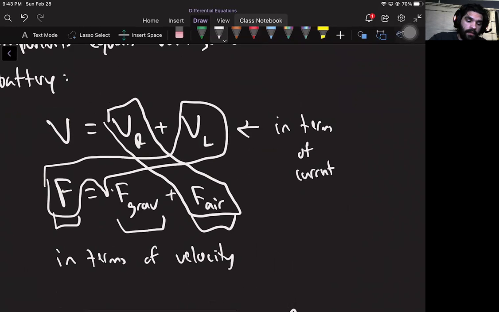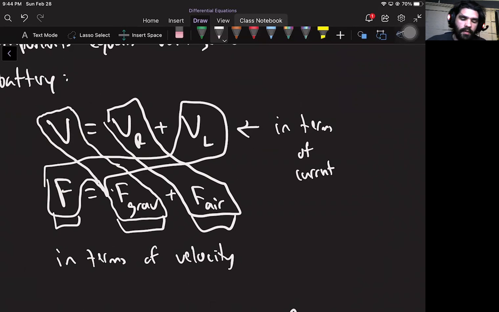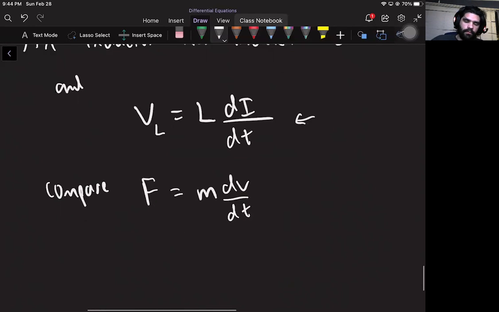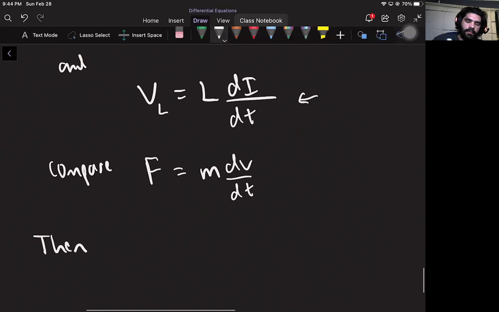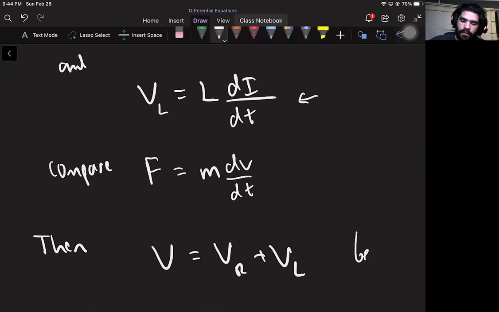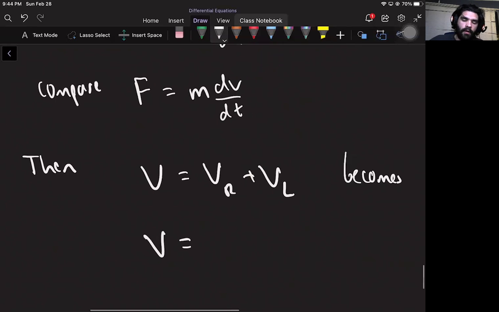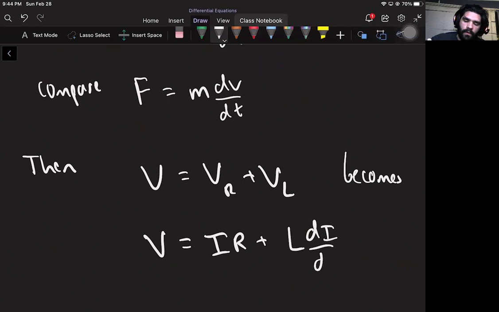Gravity was very much like a constant, because it's just m times g, and m, the mass is constant, the gravitational acceleration is constant, and that's very much like voltage, because voltage is just this constant that the battery provides. Okay. So then, using these laws, V equals VR plus VL becomes something else. Well, V is just the constant voltage of the battery. That's not changing, but VR is now IR, and VL is now L di dt.